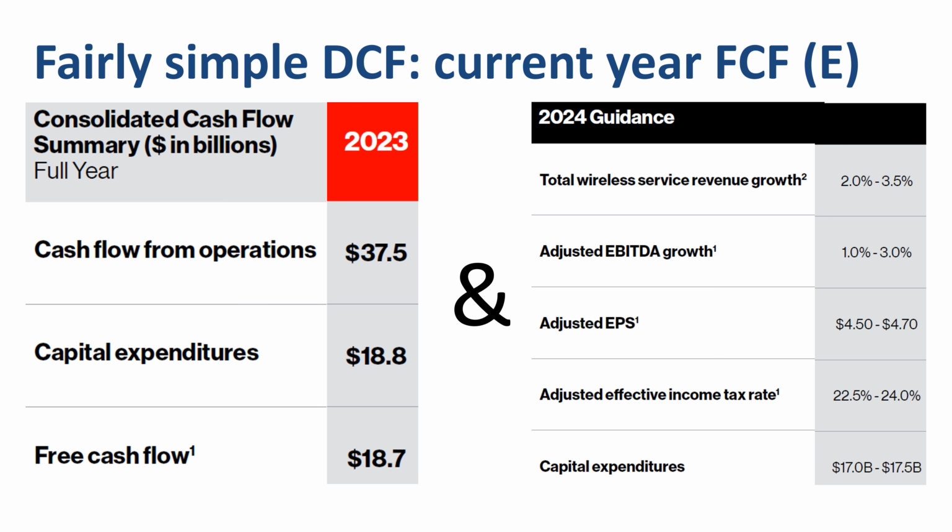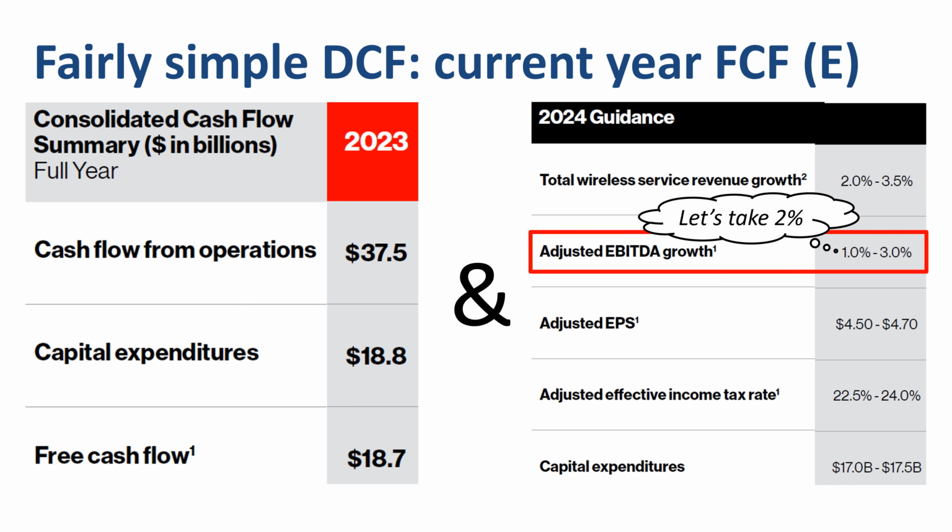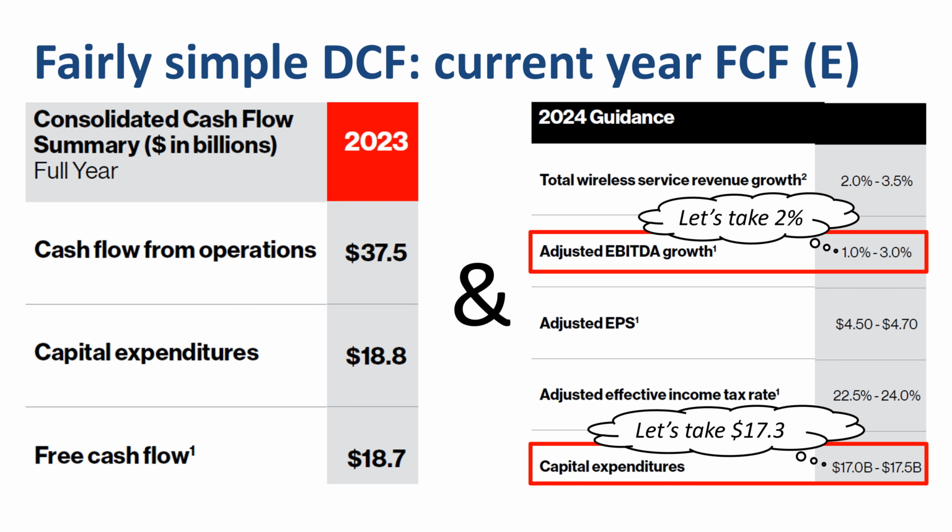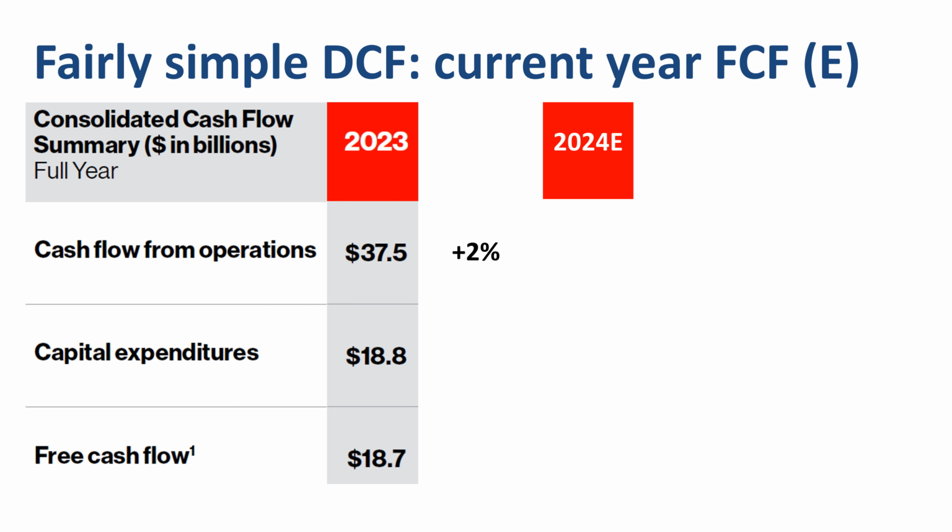Verizon provides guidance on 5 financial metrics, 2 of which are relevant for this part of our analysis. The growth in EBITDA can be used as a proxy for growth in cash flow from operations, and the expected capital expenditures are listed as a separate item. Let's take the middle of the range for both of these. So our estimate for 2024 is for cash flow from operations to grow by 2% to $38.3 billion, and for capital expenditures to decline to $17.3 billion, which would put 2024 free cash flow at around $21 billion.